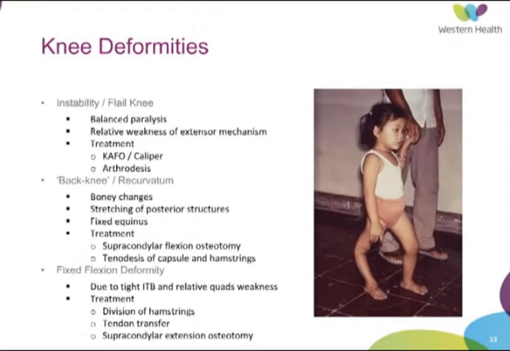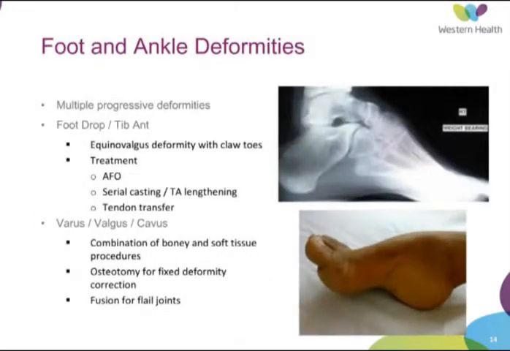The foot and ankle deformities are quite complex, and I think it's important to remember that they're progressive too. So they need a treatment option tailored to that particular patient. The most common is the foot drop, and this is due to tibialis anterior weakness. And this develops an equino-valgus deformity with resultant clawing of the toes. So the treatment of this initially is an AFO, and then in terms of soft tissue procedures, the first thing to do is get the foot plantigrade, and this can be achieved through serial casting and Achilles lengthening. I should say this is in those that are correctable still, and tendon transfer.